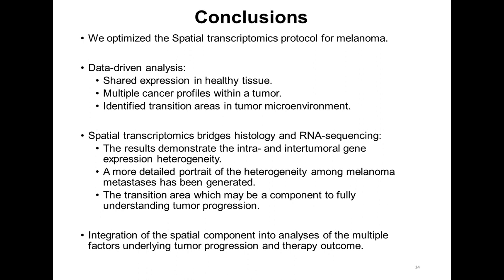To summarize, we optimized the spatial transcriptomics protocol for melanoma, and with the data-driven analysis, we found shared expression in healthy tissue, multiple cancer profiles within the tumor, and identified transition areas in the tumor microenvironment. The results demonstrate the intra and intertumor gene expression heterogeneity. We generated a more detailed portrait of the heterogeneity among melanoma metastases, and we showed the transition area, which may be a component to fully understand the tumor progression.